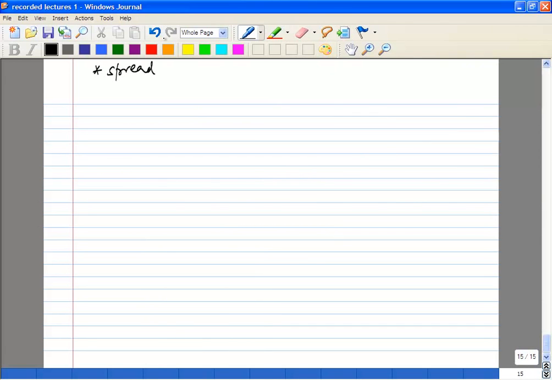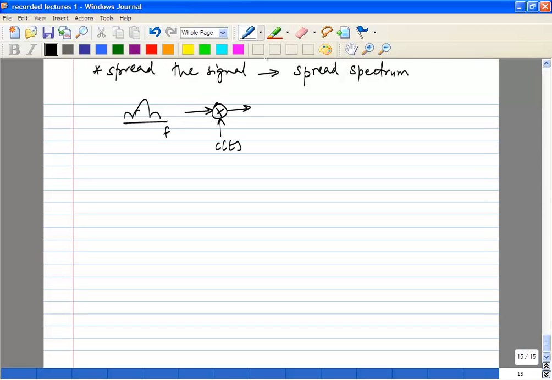spread the signal, and this is called spread spectrum. So if you had a certain signal which looks like this in frequency domain and you multiply it with c of t, which is the code, you could get something which looks something like this. Okay, so which is spread in frequency. So what does that mean? It looks like bandwidth usage increases, but users can overlap in frequencies.